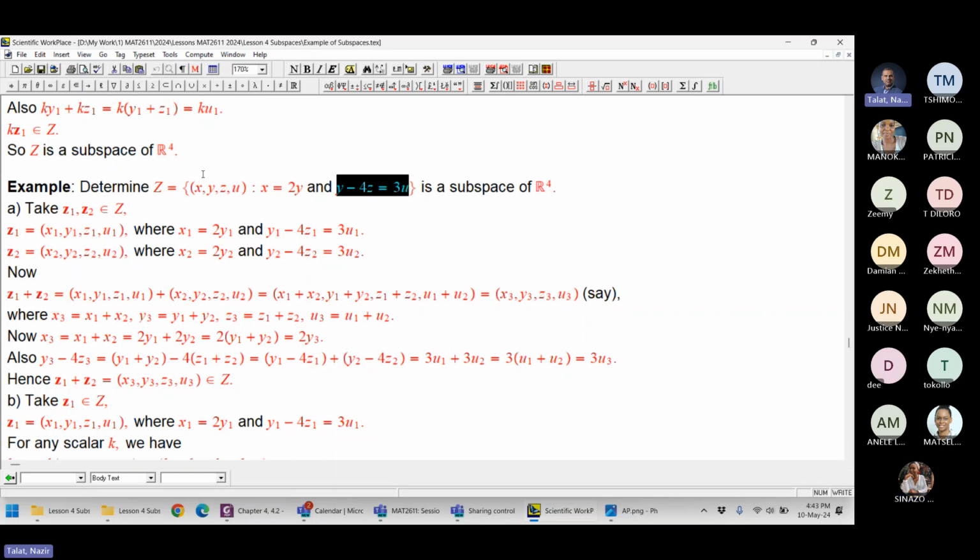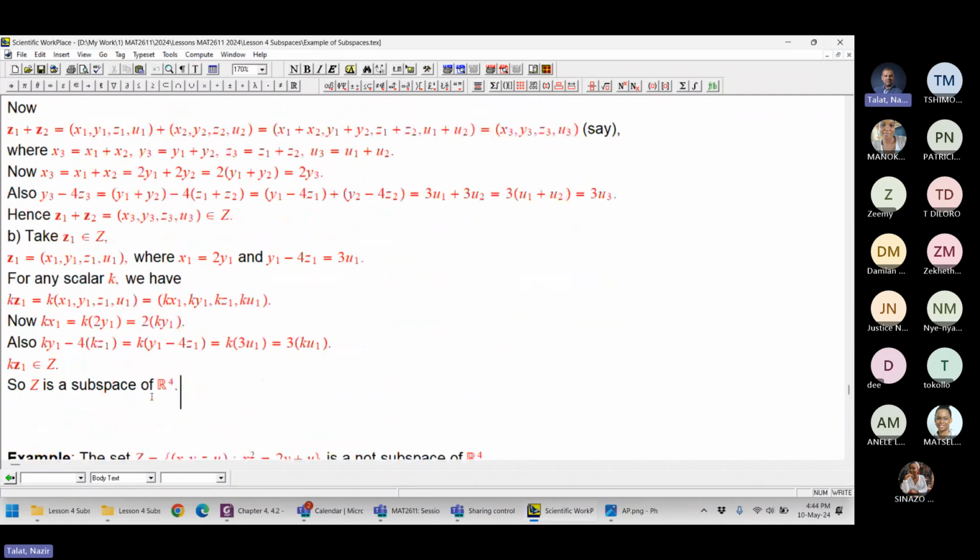So our objective is to satisfy these relations for the values. It means z1 plus z2 satisfies these relations. So z1 plus z2 belongs to the set Z. Hence, we conclude that the sum of two vectors of Z also belongs to Z. So it means Z is closed under vector addition.